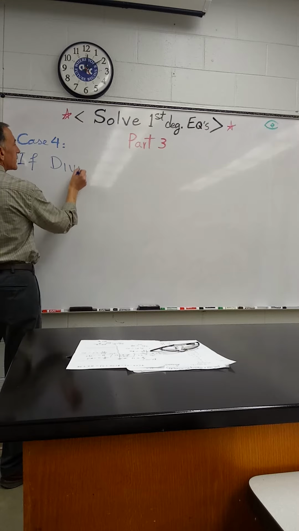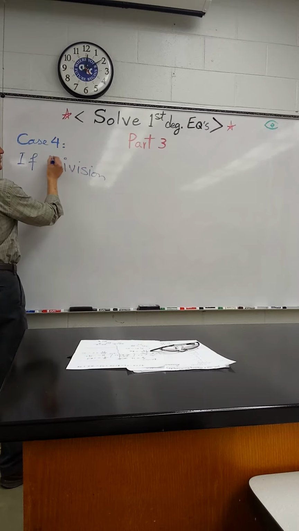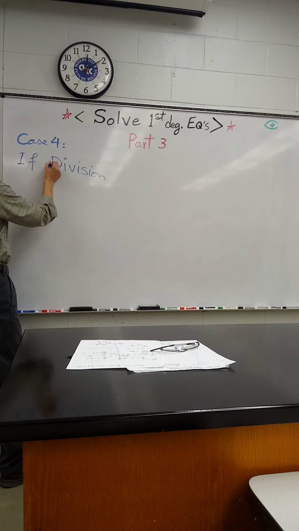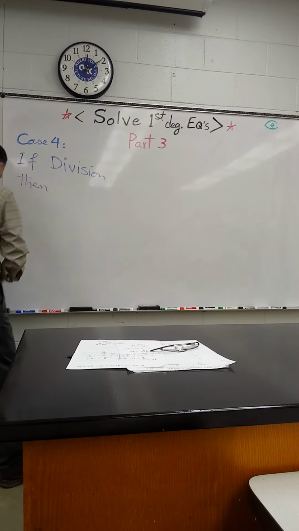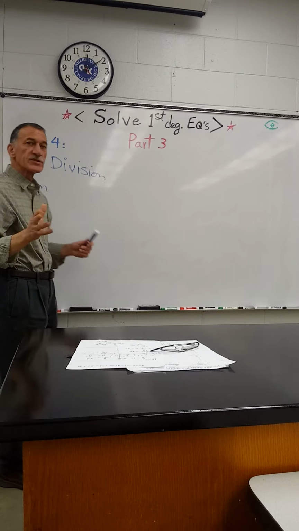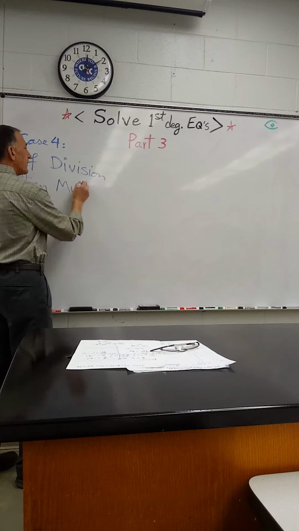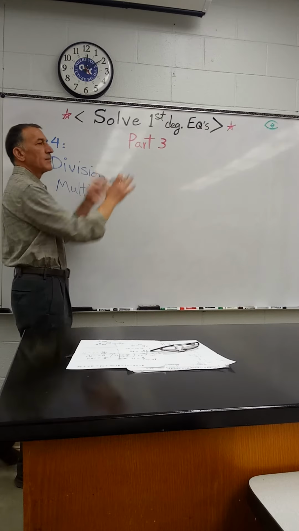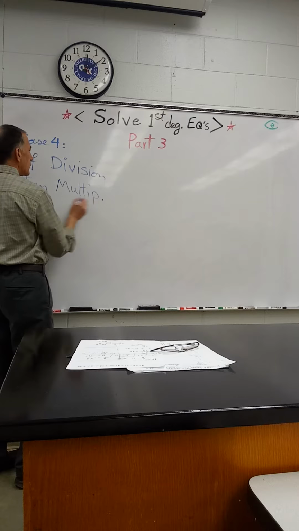and then we're going to solve some equations with this situation, and this case is if you see division, then you multiply. But if you multiply, be sure you multiply by both sides, that's the main thing. Then you multiply both sides, and I'm going to write some equations that deal with this case.